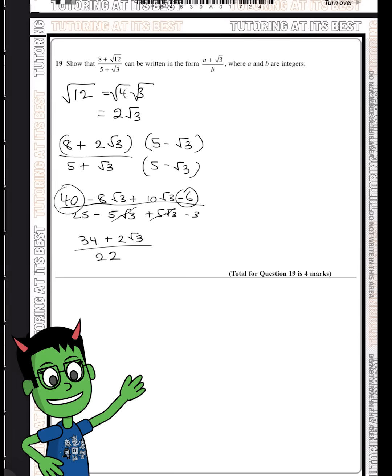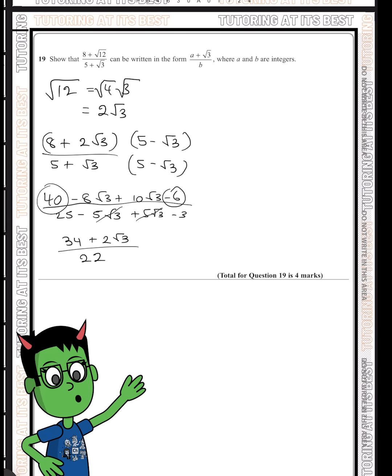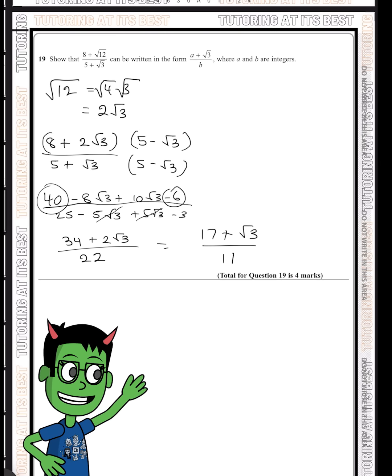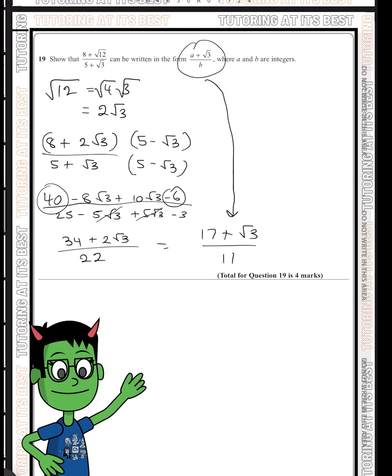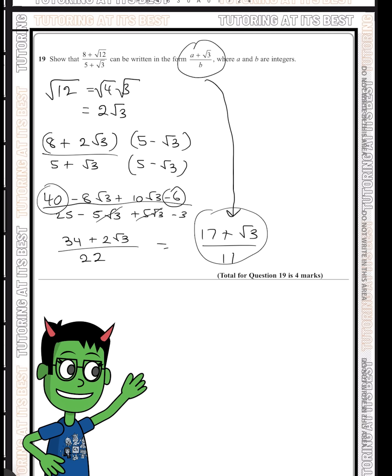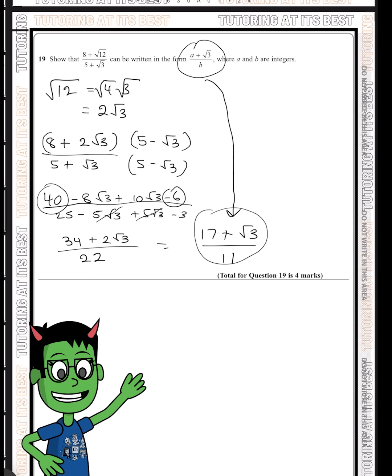And then we can simply divide this by 2, and so we're left with the answer of 17 plus root 3 over 11, and that is exactly in the form that they wanted. Remarkable. 4 marks in the bag.